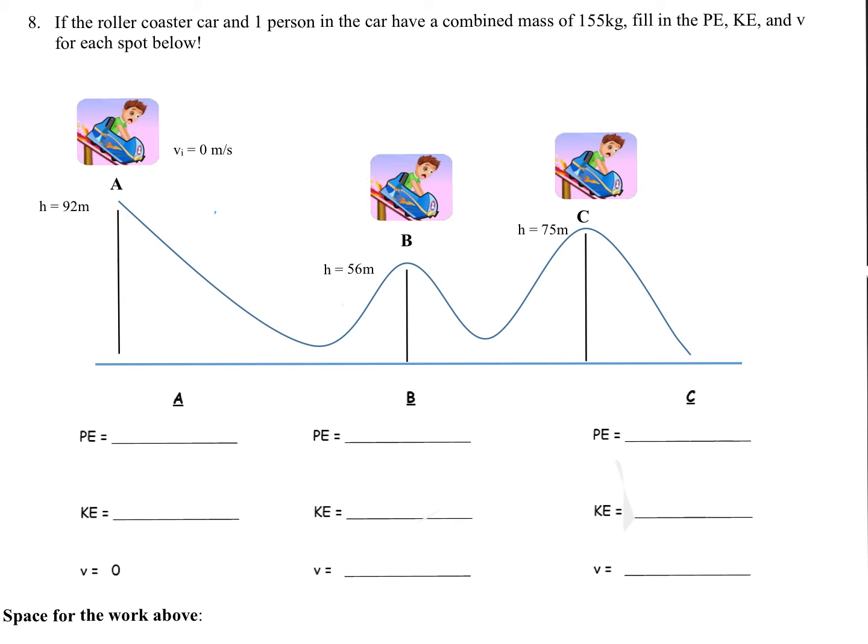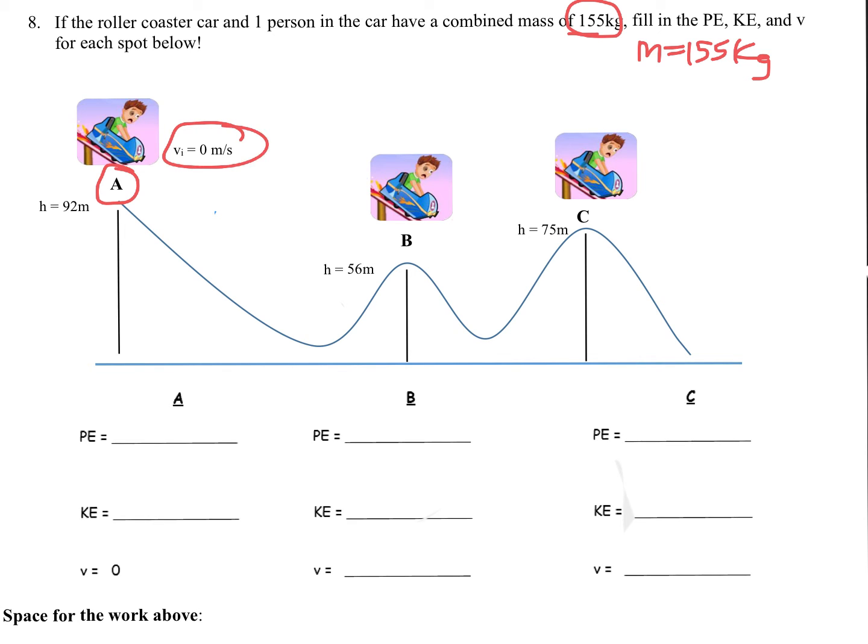Looking at this problem right here, you have a big roller coaster. And as it says, you have a person in the car. The total mass is 155 kilograms. From all this information, you want to try to figure out the different pieces of information below.